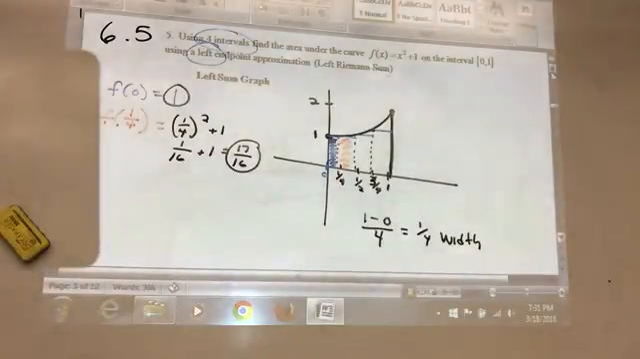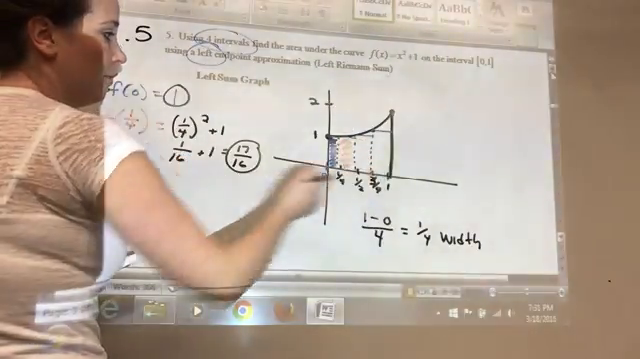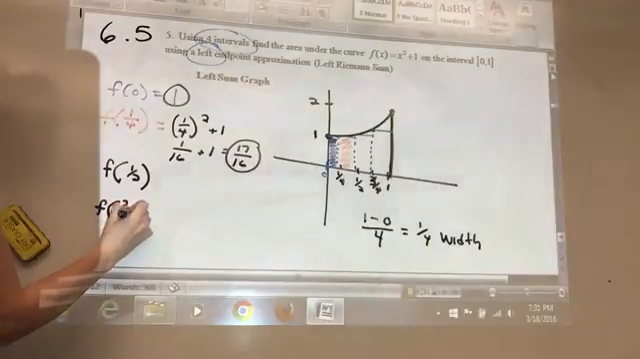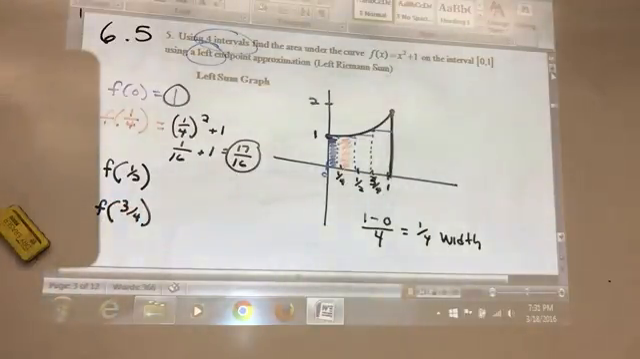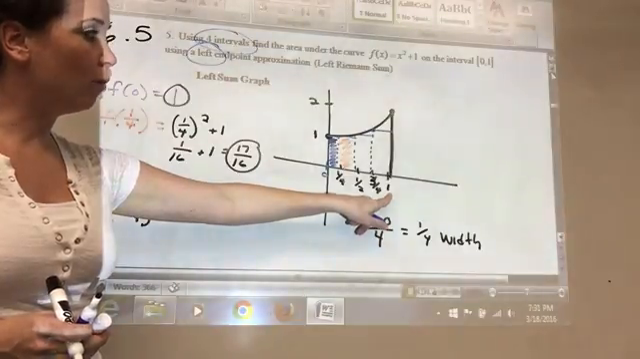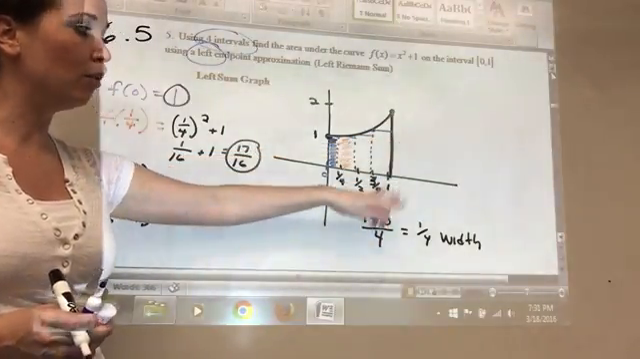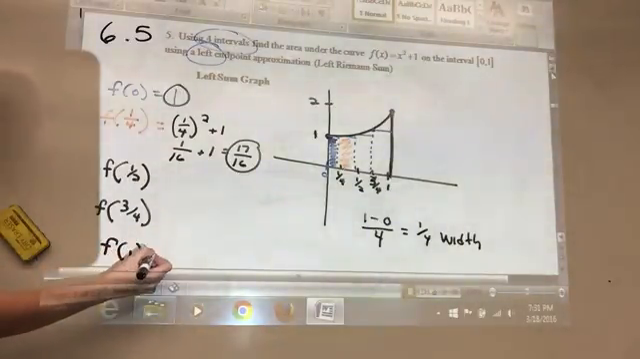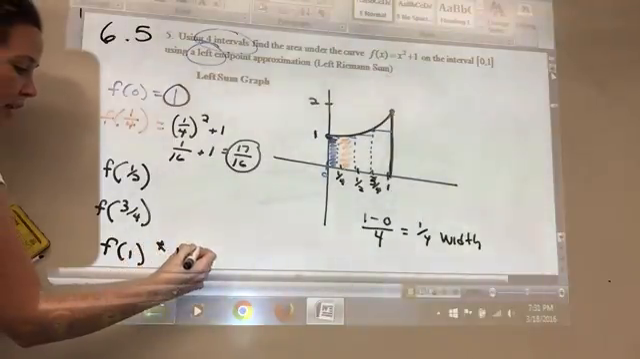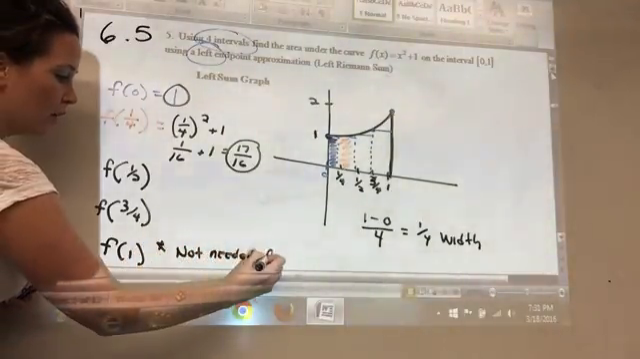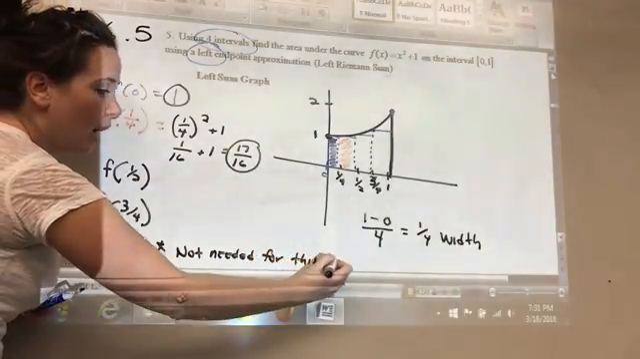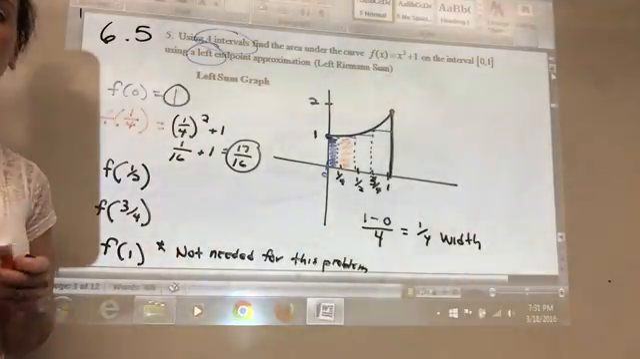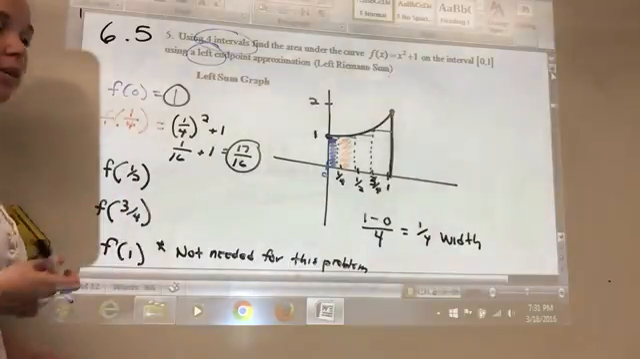We'll continue to do this so that we have all of our heights lined up for us. So let's do f of 1/2 and f of 3/4. That's it for this example, because if I look at f of 1, that's not the left side of a rectangle, so I don't need that right now. Maybe I'll put a note: not needed for this problem. Only because we're going to do this exact same problem 4 different ways: left, right, midpoint, and trapezoidal. So we might as well find it now when we're doing the other number crunching.